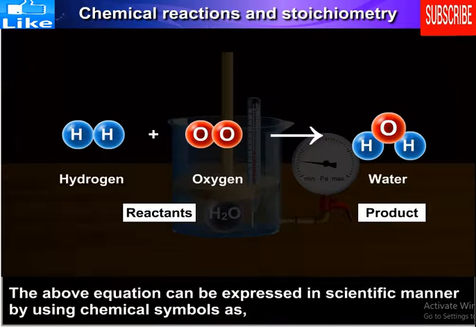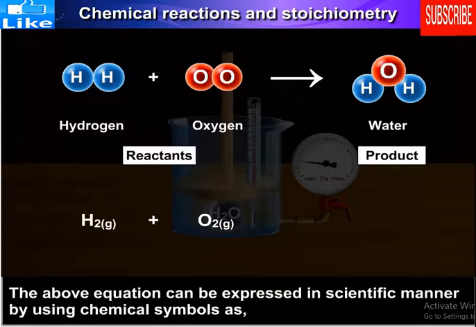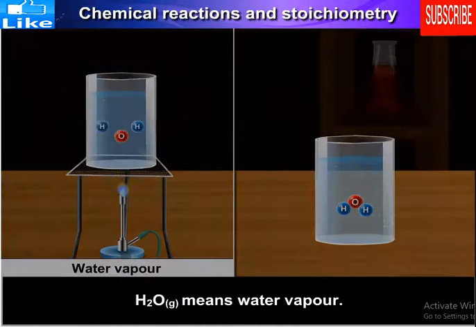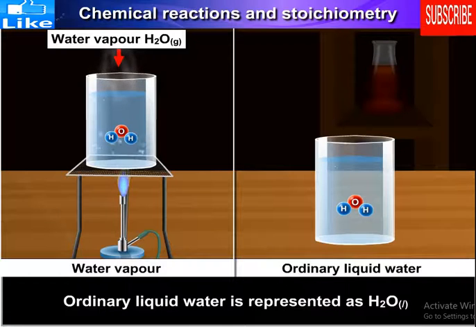The above equation can be expressed in a scientific manner by using chemical symbols as H2, gaseous, plus O2, gaseous, gives H2O, gaseous. H2O gaseous means water vapor. Ordinary liquid water is represented as H2O, liquid.